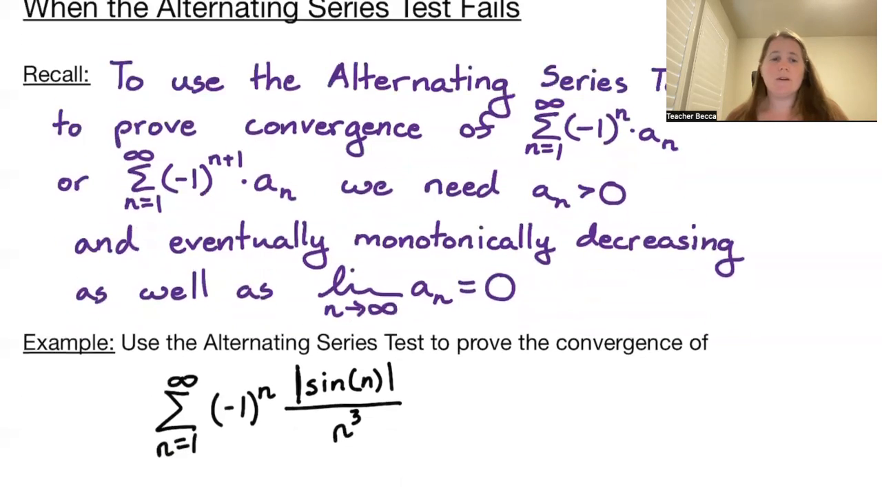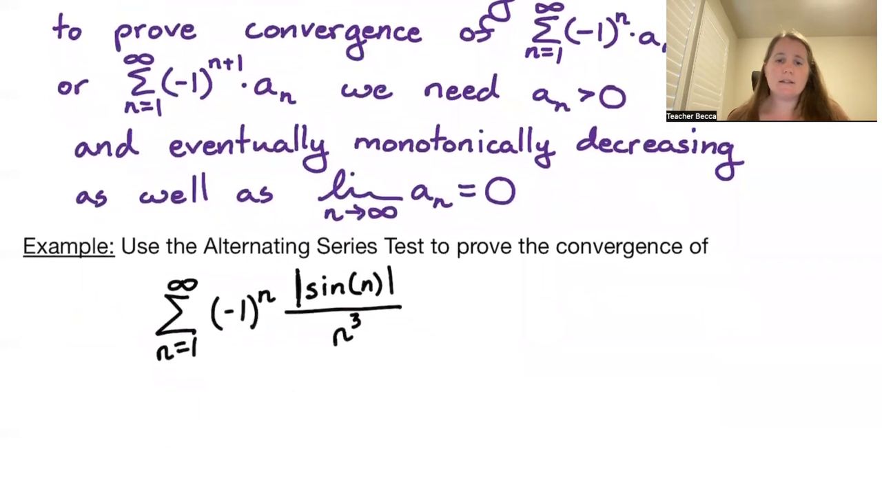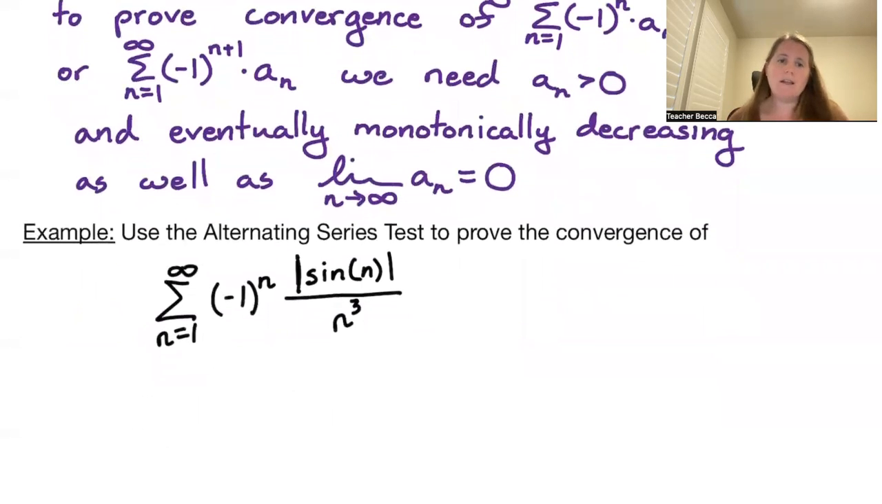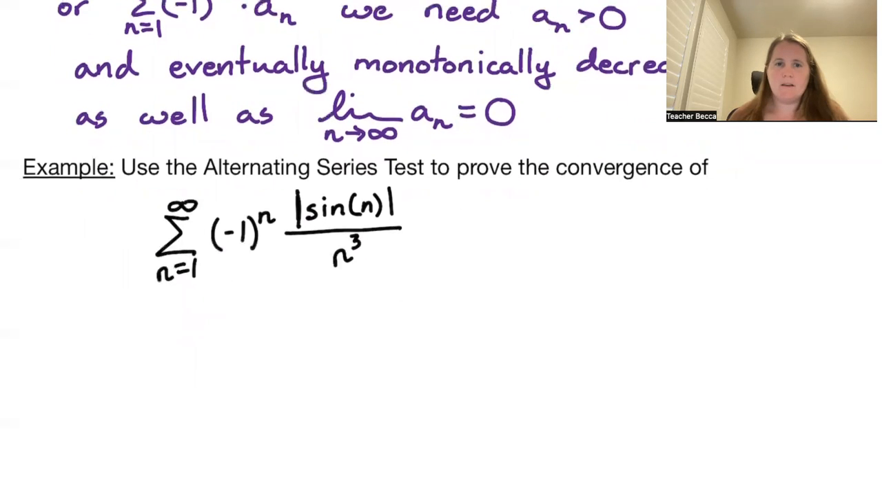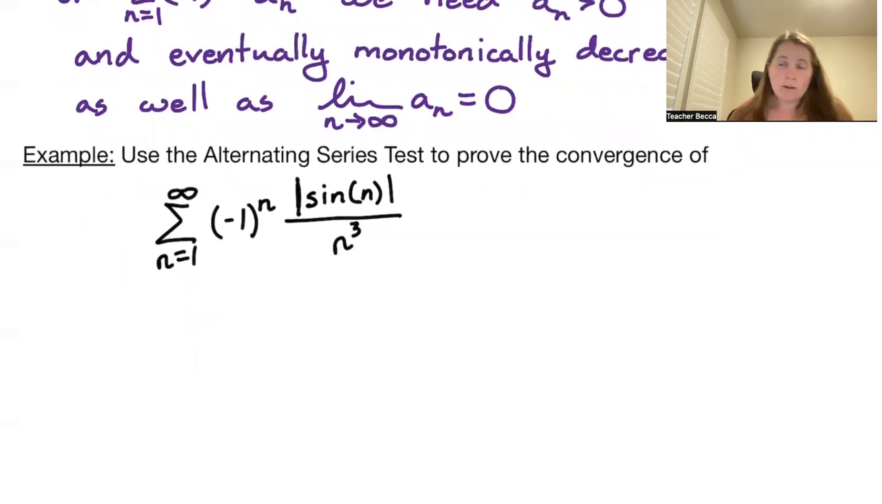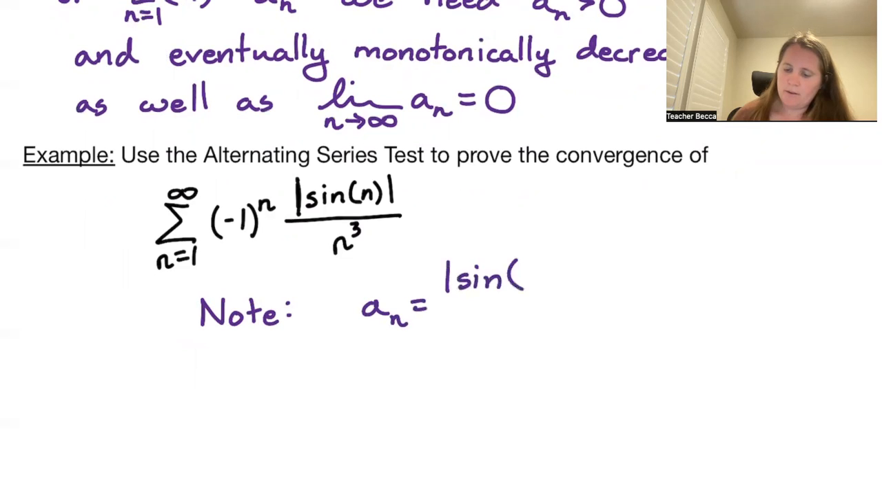So for example, if we are asked to use the alternating series test to prove the convergence of the sum from n equals 1 to infinity of -1 to the nth times the absolute value of sine of n over n cubed, can we apply the alternating series test is the question. So here our a sub n's would be the absolute value of sine of n over n cubed.